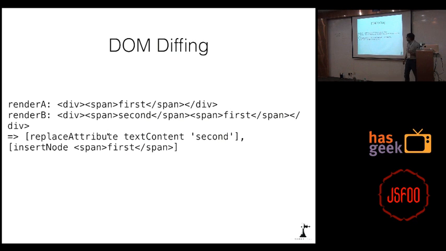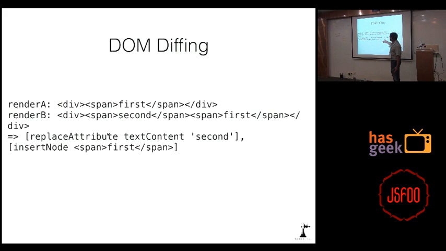And this is how a DOM diff happens, right? Say you have two items, first and second. The first render is div, span, first. Then the second render goes and says, div, span, first and second; you add the second thing. Then the DOM operations that will get played are: it replaces the content of the first to second, and it inserts a new node as first. And this is how the diff logic works.